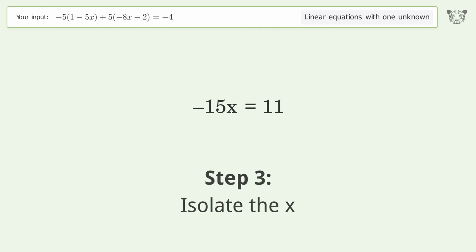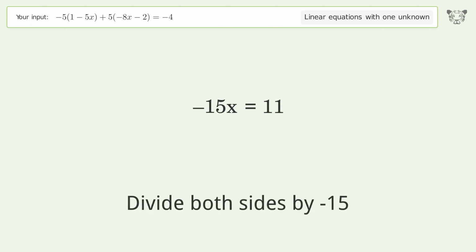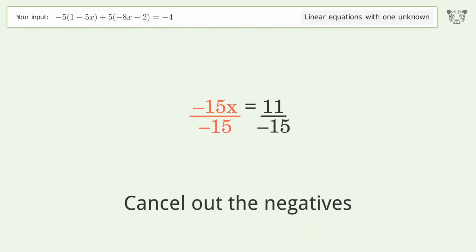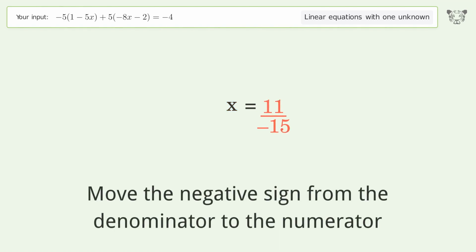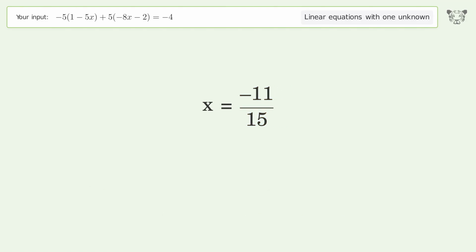Isolate the x. Divide both sides by -15. Cancel out the negatives. Simplify the fraction. Move the negative sign from the denominator to the numerator. And so the final result is x equals -11/15.